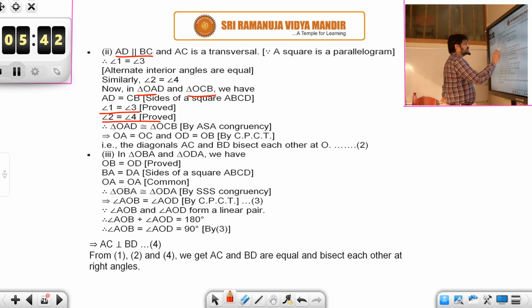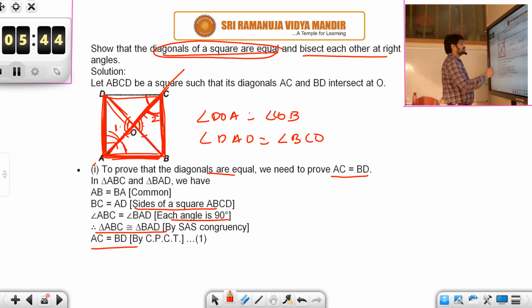And then angle 2 is equal to angle 4. That is, these two angles are equal. Similarly, if you consider BD as a transversal, you could prove that this angle will be equal to this angle. Again, these are alternate interior angles, right? So these two triangles are congruent, isn't it?